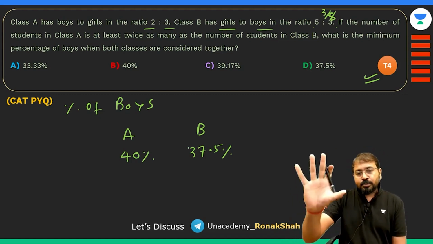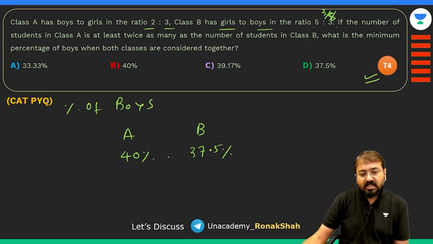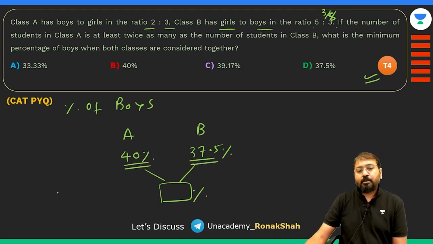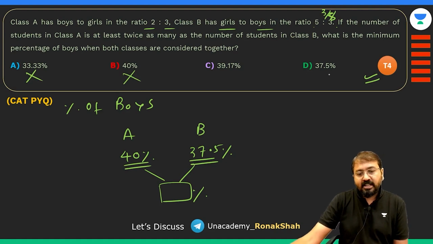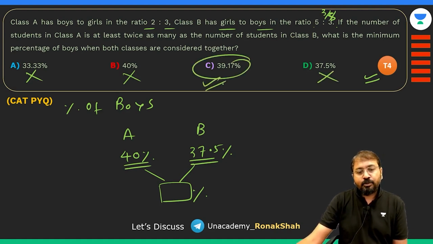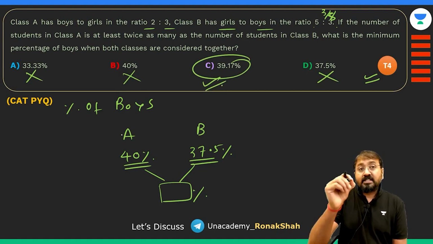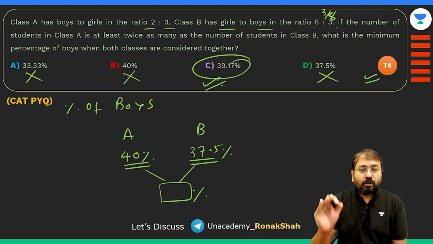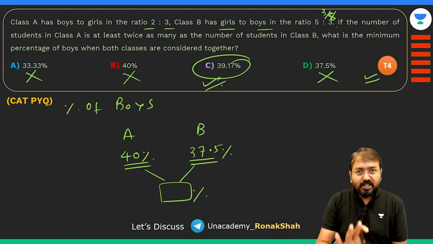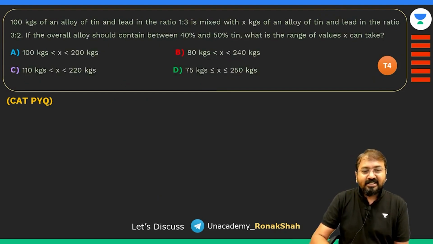Now guys, one thing's for sure, irrespective of what the question is, can I say if I mix these two, the resultant mixture percentage will always be between 40 and 37.5? Yes or no? So this option is eliminated, this option is eliminated, this option is eliminated. We are left with only one option. So even this kind of question has been asked in the CAT exam. Please be very careful, always keep an eye on the options. Okay, this was actually a very easy question, nothing has to be done.